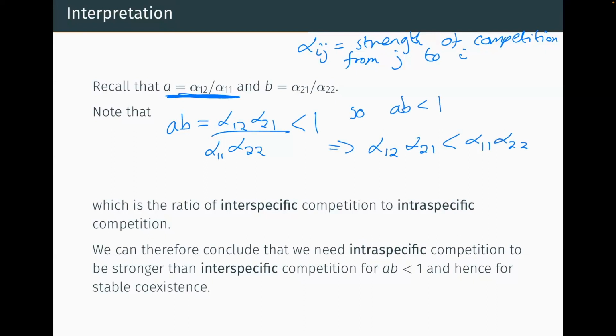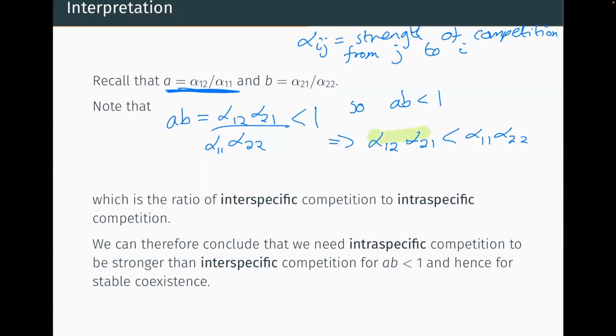This is actually something quite profound, because it is saying that the product of our interspecific competition, so competition between species, has to be less than the product of competition within those species. If this is true, then we get stable coexistence of those species. So the effects of competition for resources within your species have to be stronger than those with another species in order for those species to coexist.